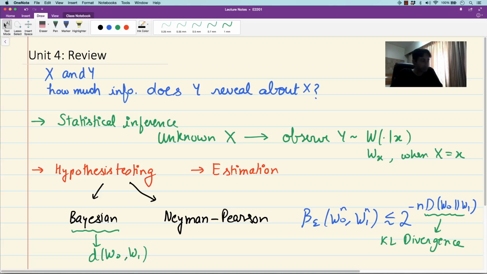So this week we'll continue with our discussion on statistics and information theory, and I will spend some time on the M-ary hypothesis testing problem, not just the binary version that we saw in the first week.